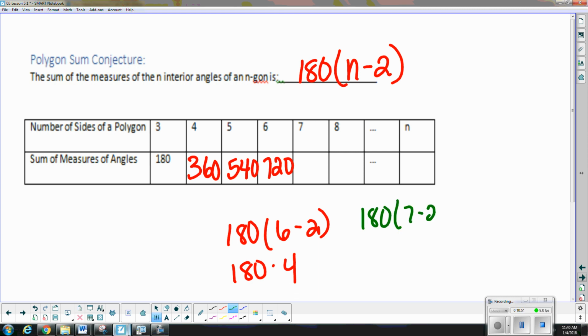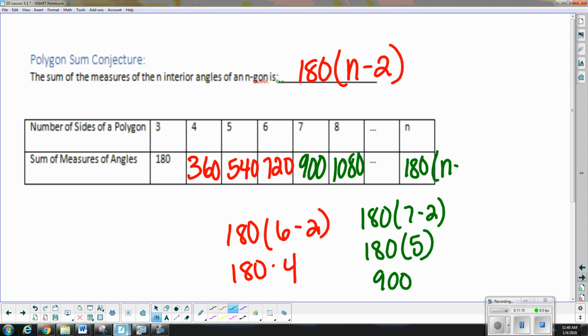180 times 5, which is 900. We did octagon already. And for an n-gon, we use our general formula. 180 degrees for each triangle times however many triangles, which is the number of sides minus 2.